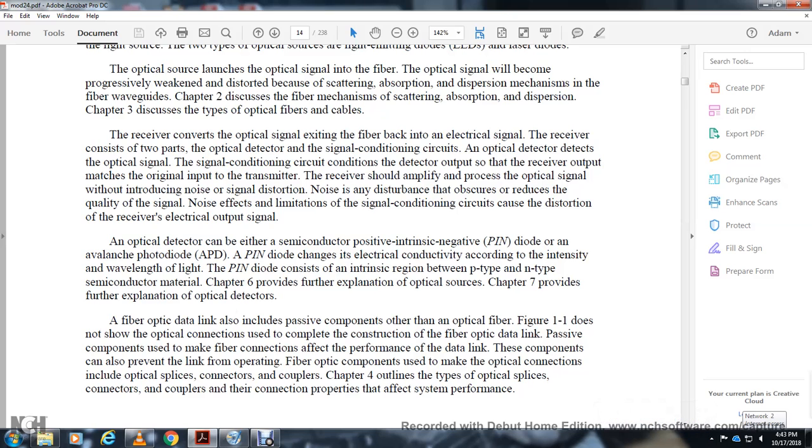Chapter 6 provides further explanation of optical sources. Chapter 7 provides further explanation of optical detectors.